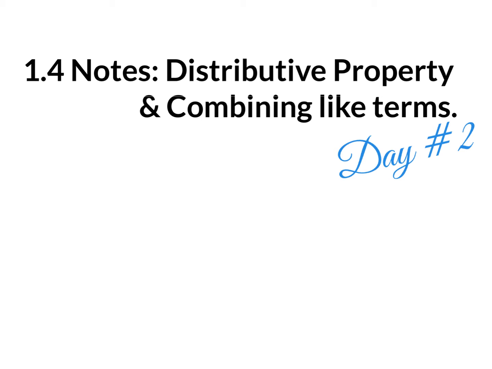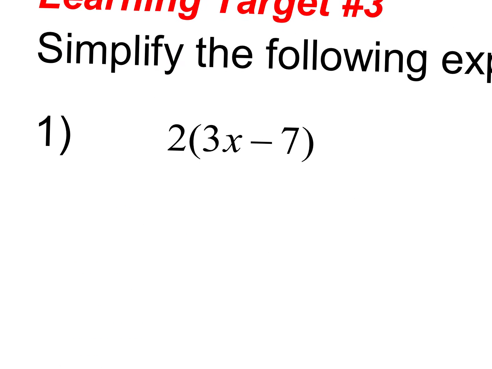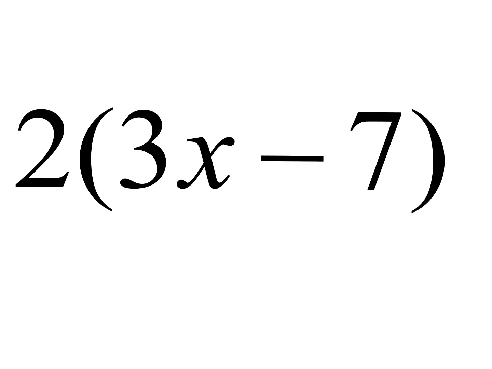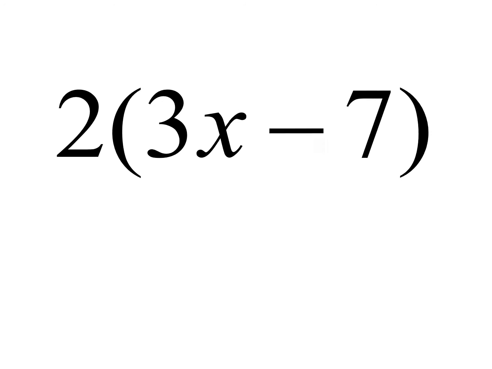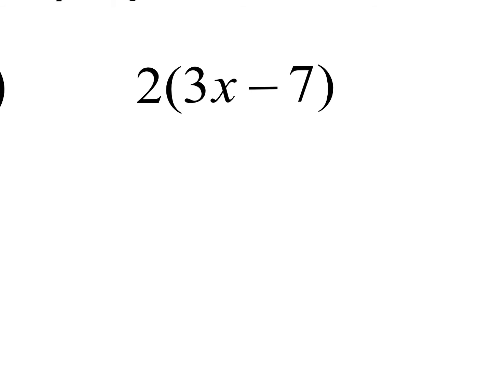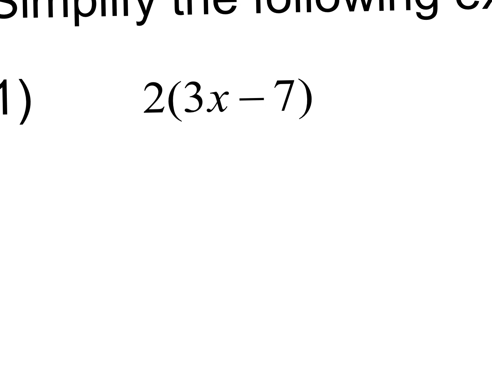So this is the second day that we're working on distributive property and combining like terms. Number one, yes, you're supposed to begin with parentheses, but if you look at the inside of the parentheses, you've got 3x take away 7. You can't do that. You can only add or subtract numbers or terms that are alike. So we move on to the multiplication that's out here.